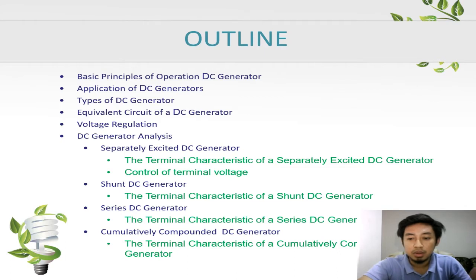So today we would like to continue our topic on the DC generator. After we covered all types of DC motor, this is the second part of the DC machine topic, which is the DC generator.